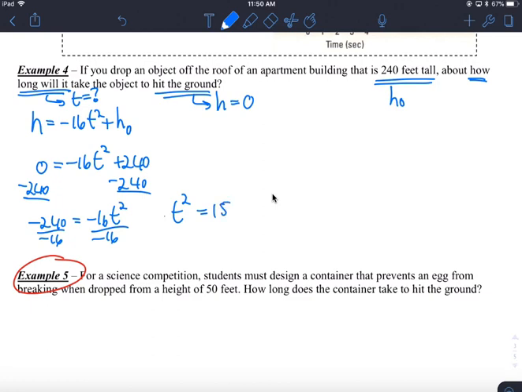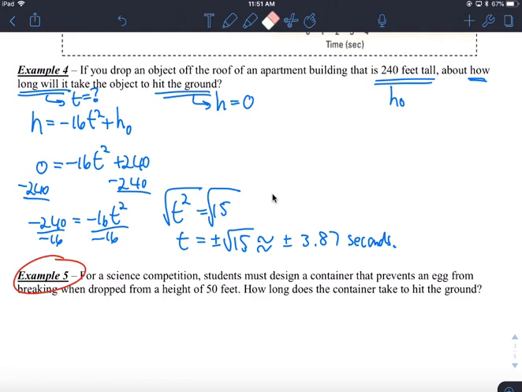To get rid of the square, we do the inverse operation, which is take the square root. And now, remember, when you take the square root in an equation, you get plus or minus root 15, which is approximately plus or minus 3.87 seconds. But since it's time, we can't have negative time. So the minus here doesn't work, because the application is saying that the solution must be positive because it's time. So that's example 4.